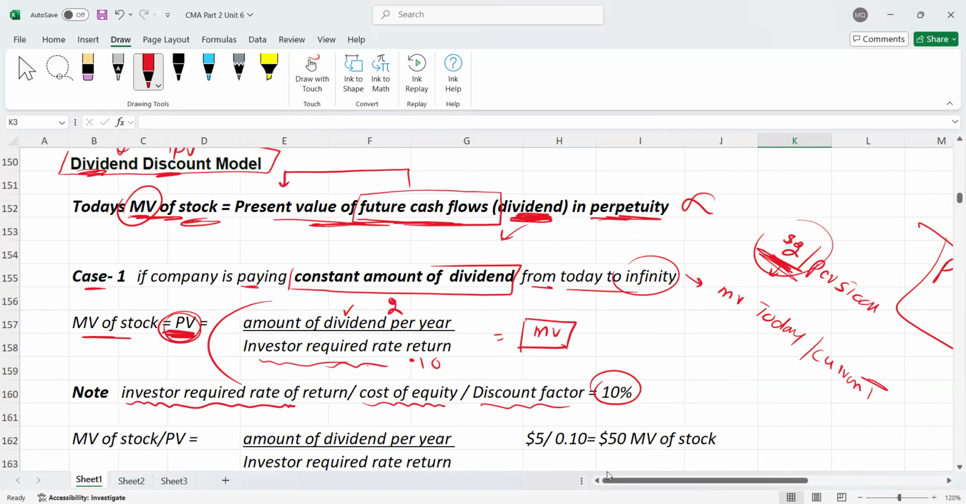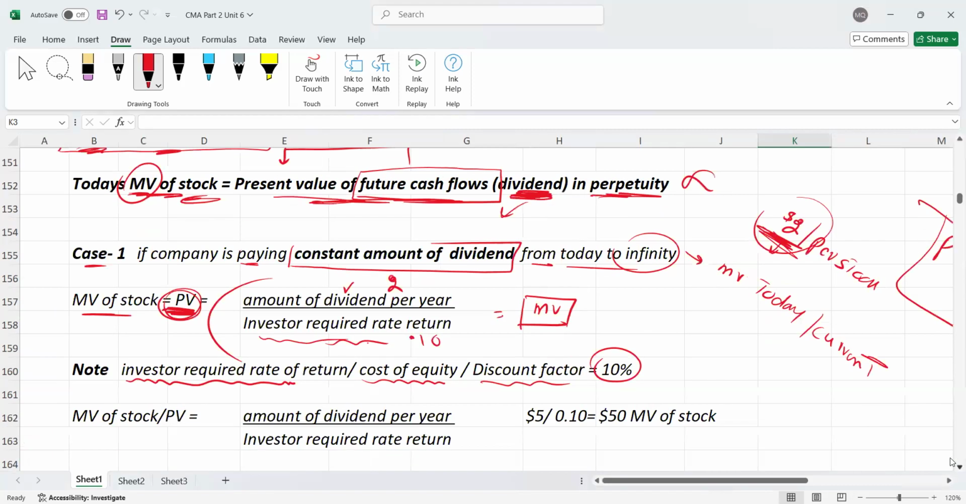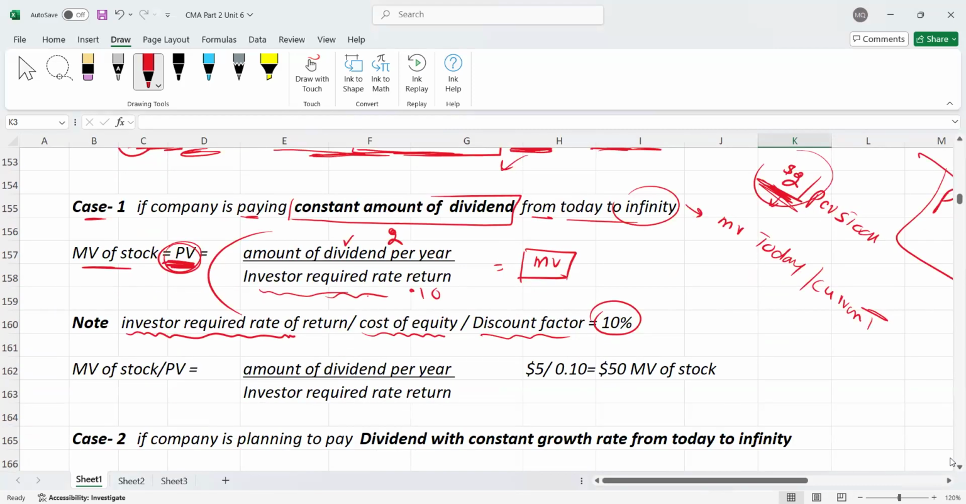Now, as I gave you an example, let's assume the amount of dividend per year which we are paying is $5. I'm just assuming, and the investor required rate of return is 10%. So 10% you will write as 0.10. So 5 over 0.10. This will give you how much? $50, the market value of the stock.